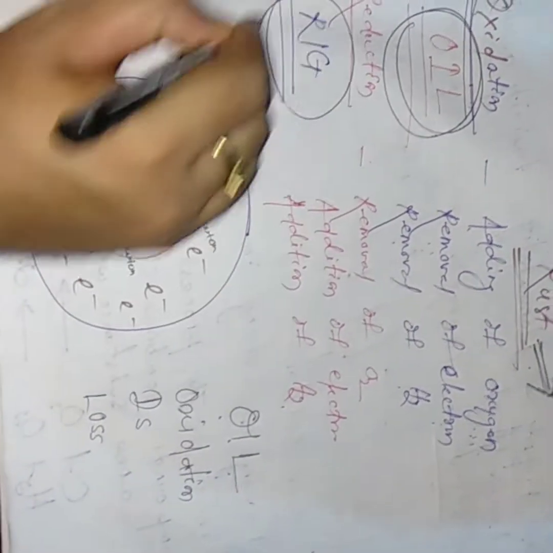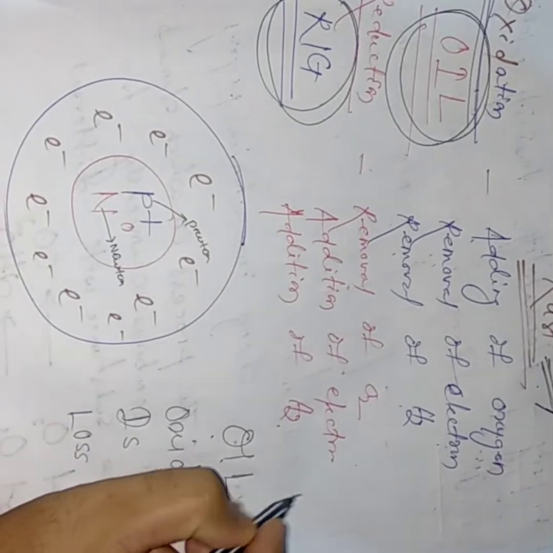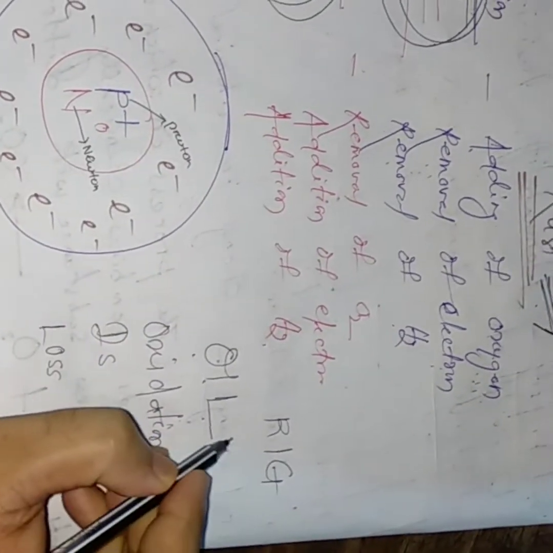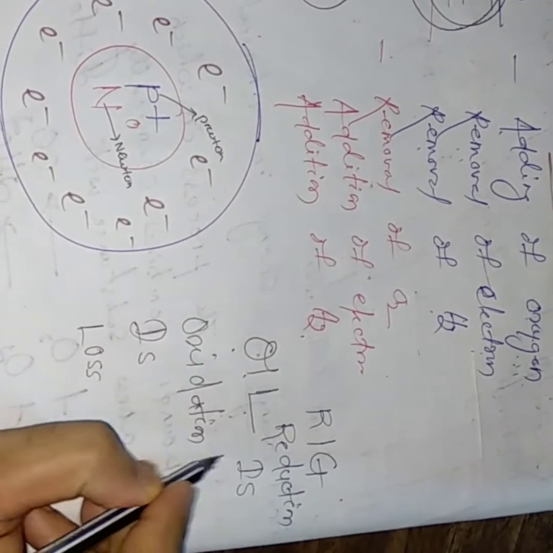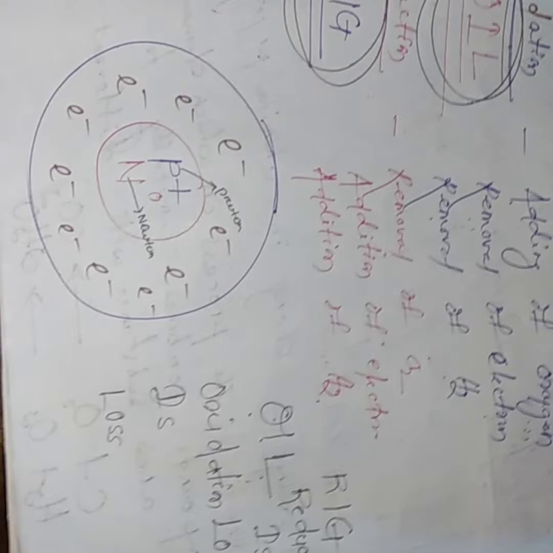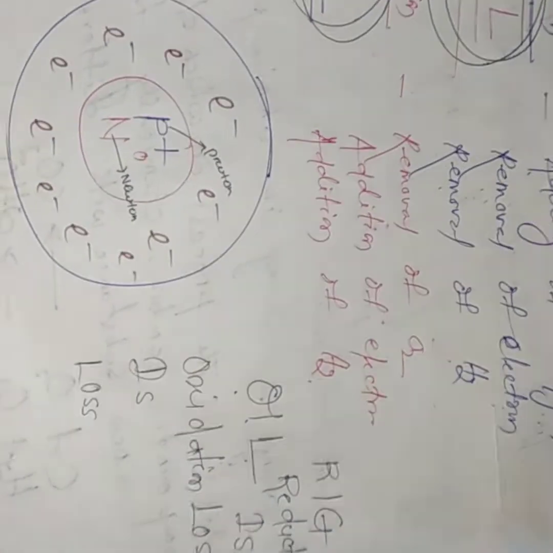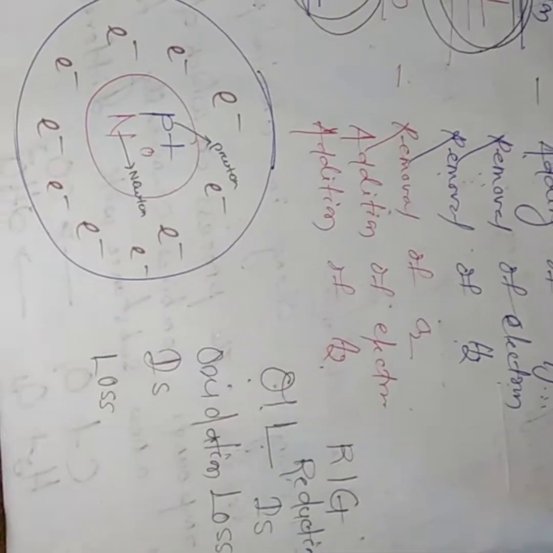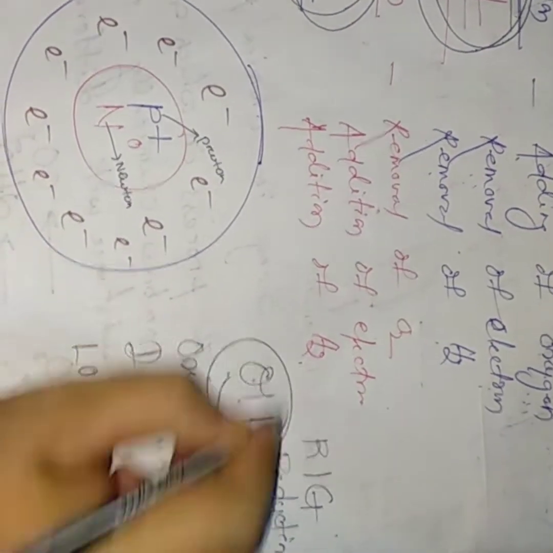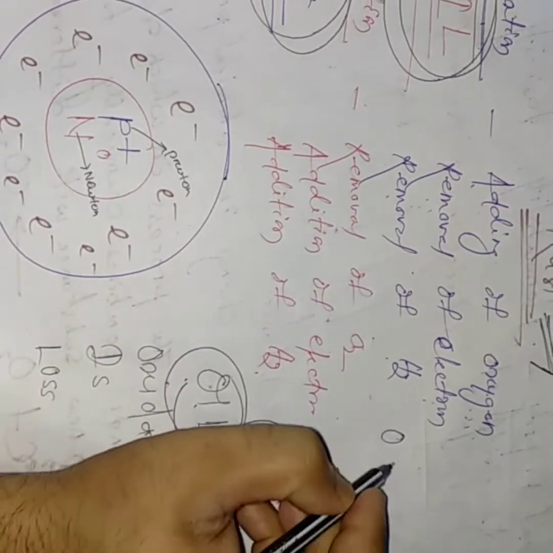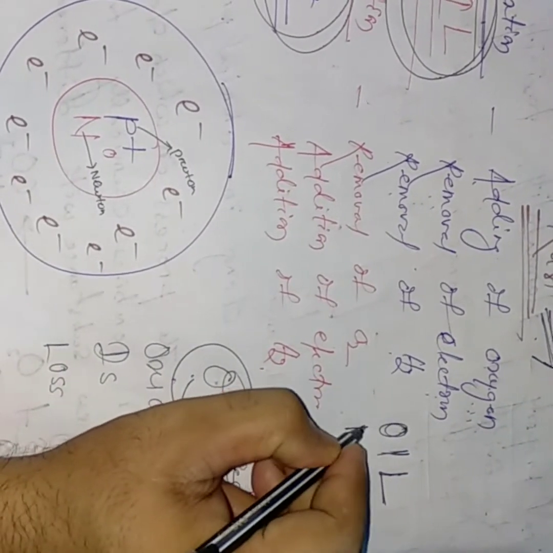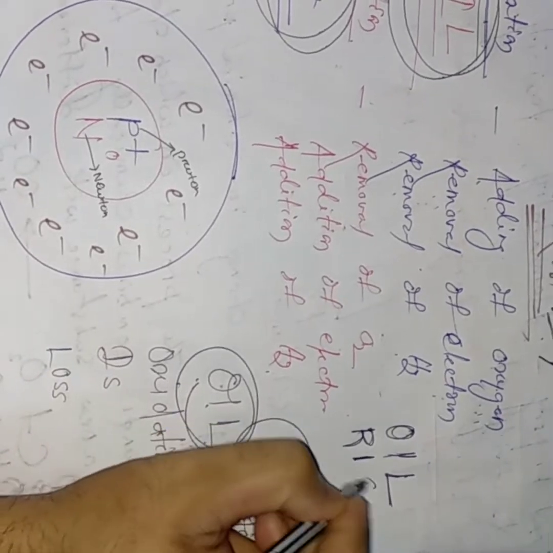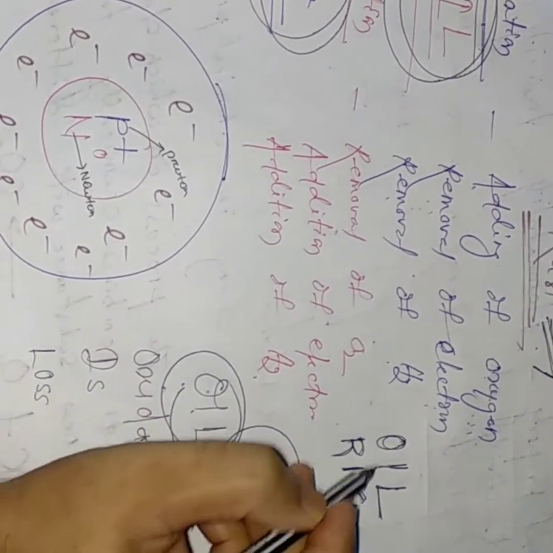And there is a short trick to remember reduction, that is RIG, which means reduction is gain. Clear? So finally, oxidation is loss, and reduction is gain. Oxidation is loss and reduction is gain.